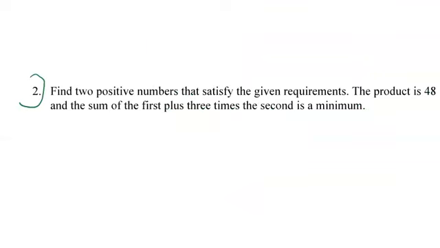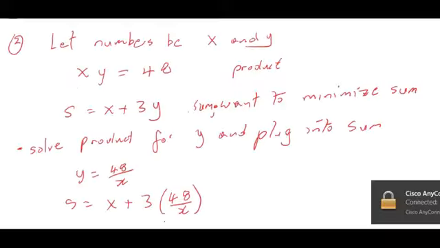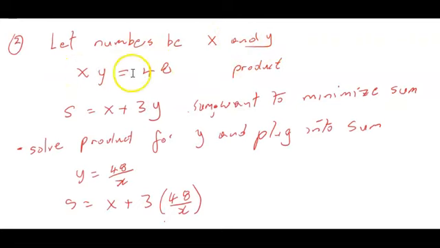Let us look at another problem. Find two positive numbers that satisfy the given requirements. The product is 48, and the sum of the first plus 3 times the second is a minimum. Let the numbers be x and y. For the product, x times y equals 48. For the sum, s equals x plus 3y. We want to minimize this sum, so we solve the product for y and plug that into the sum function.